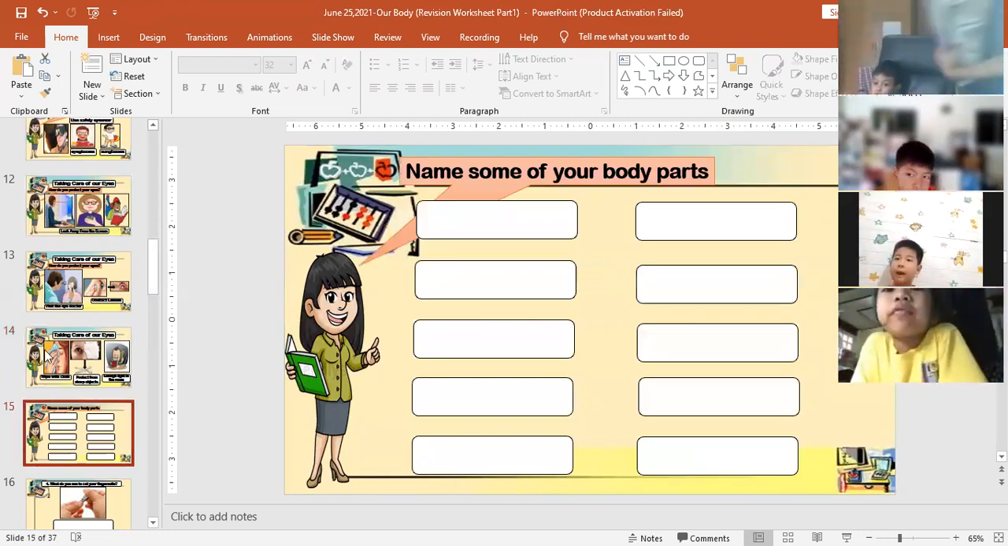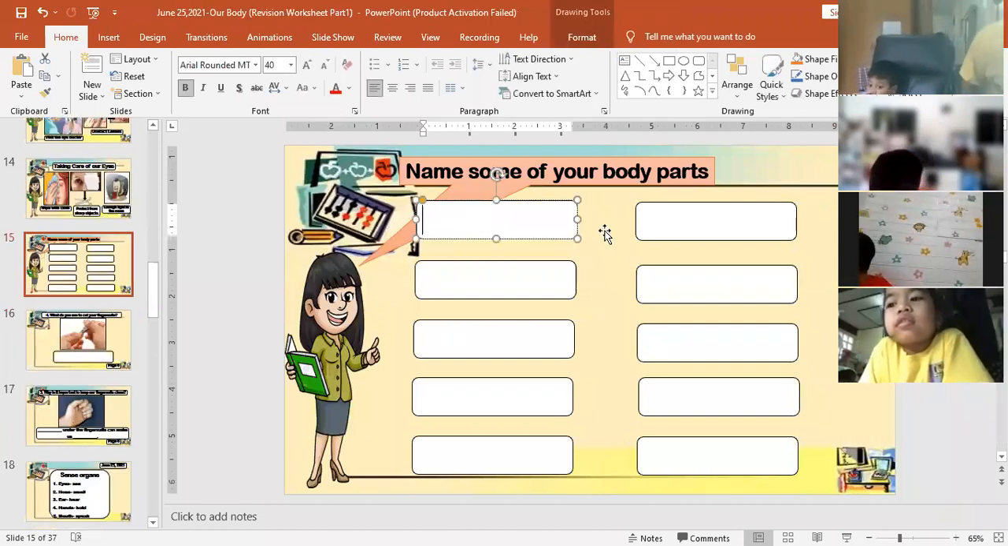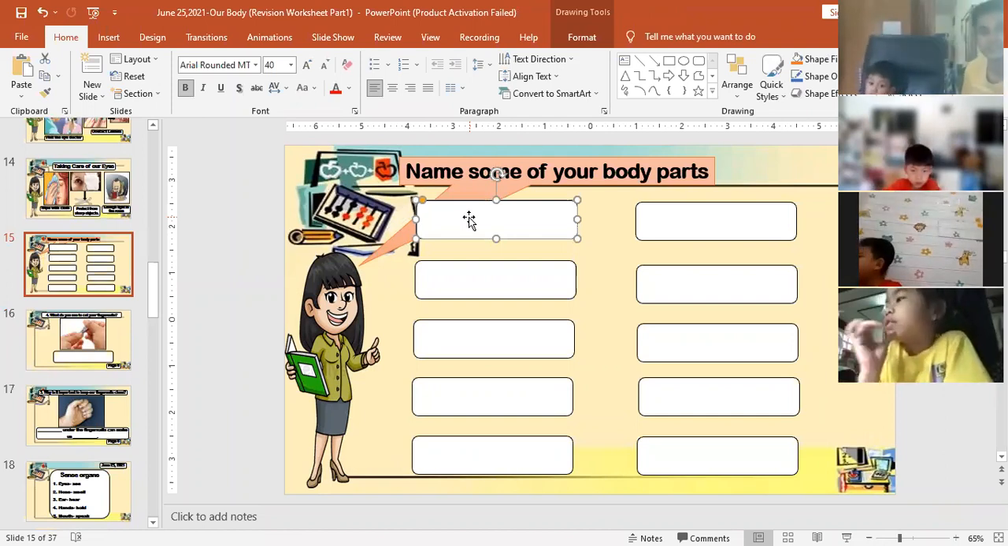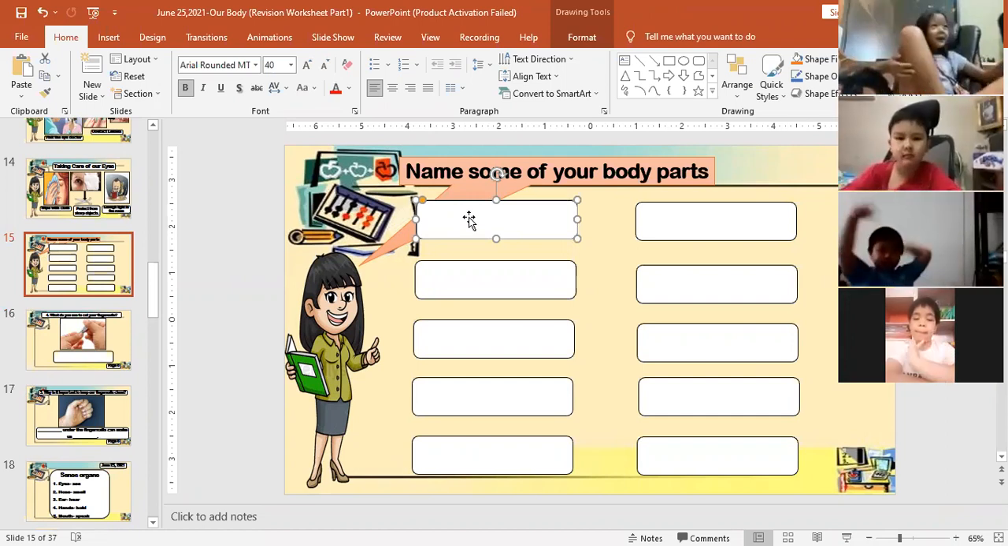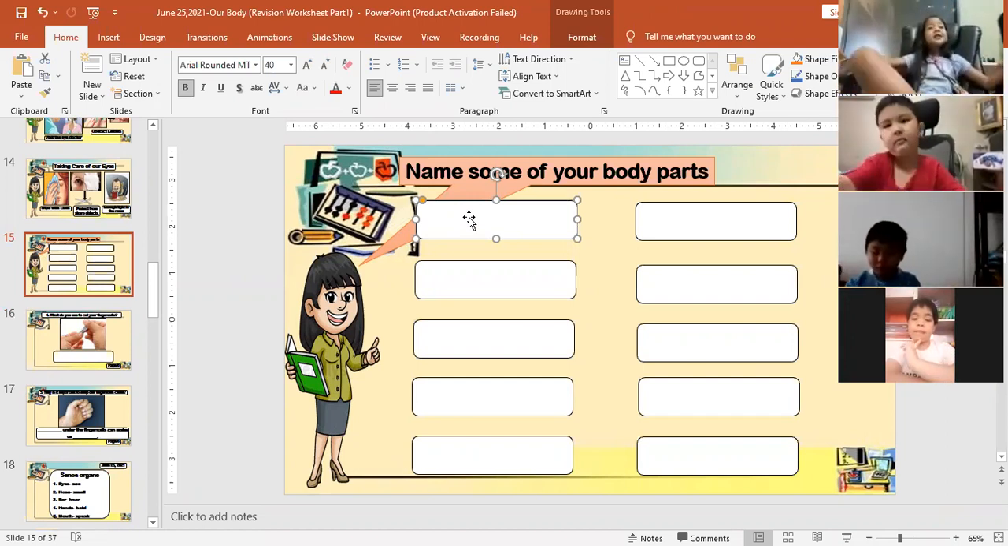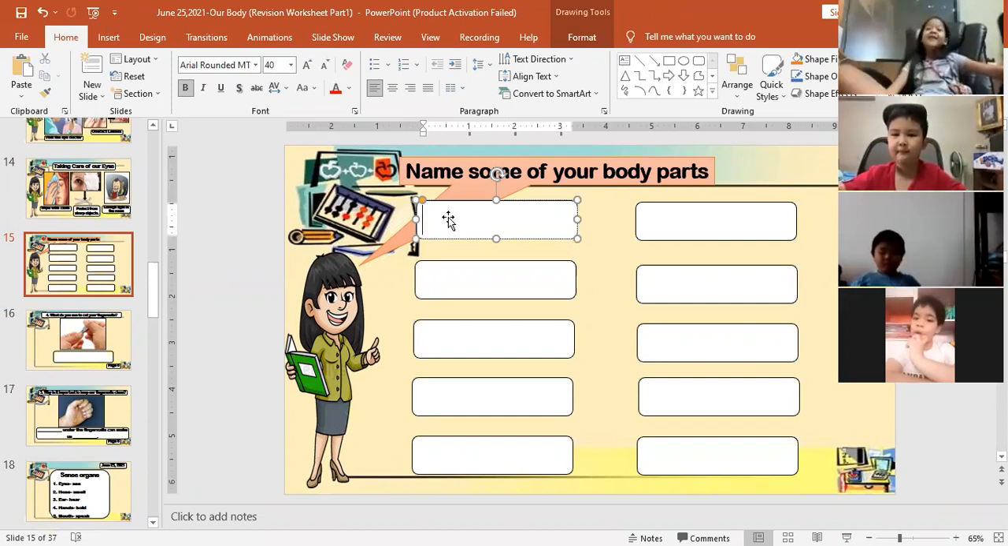Let's review about the different parts of the body. So last time we answered this one. Can you still remember your different parts of the body? Can you give me one and tell me the spelling? First, let's call Ate Wit. Give me one part of your body. Leg. Oh, how do you spell leg?